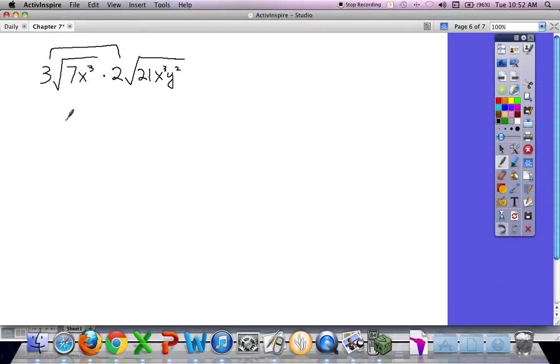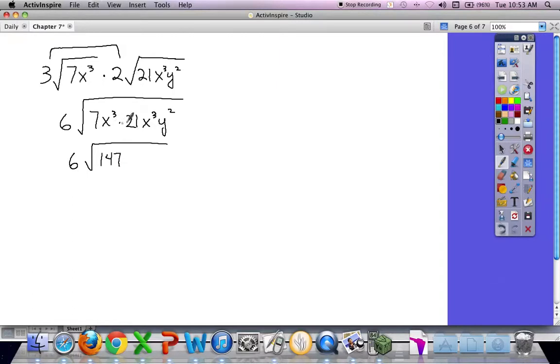3 times 2 is 6. And then by the product property, we should be able to put together everything that's underneath the two radicals. So this is 7x to the third times 21x to the third y squared. You can simplify that. Let's do 6 times the square root. 7 times 21 is 147.